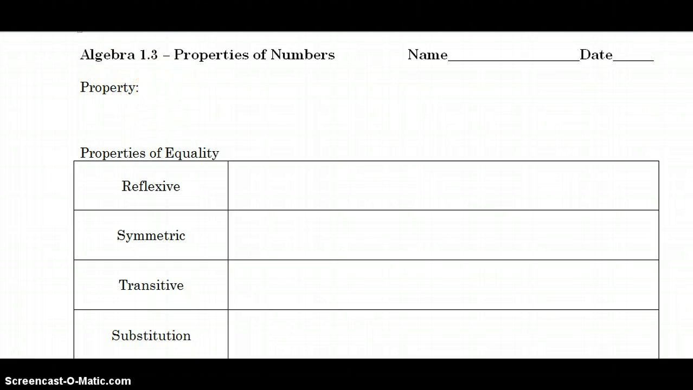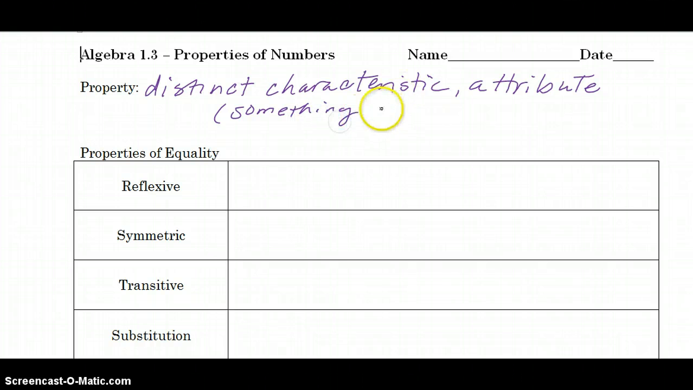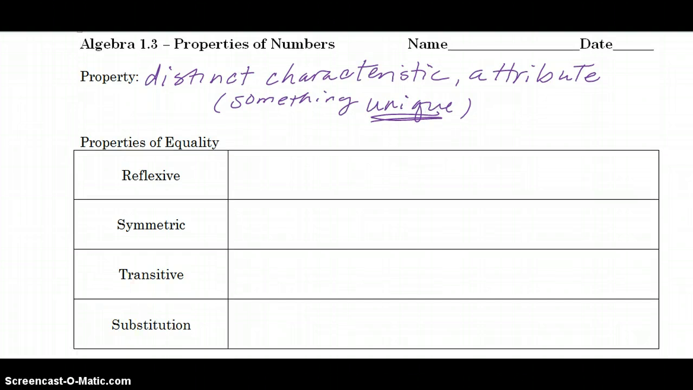A property is a distinct characteristic. If I asked for some properties about yourself, I'd want to hear some attributes. That's a big word for what is unique. Tell me something unique. That's a property about yourself. What is unique about you? So as we go through these properties, I want you to think of the word unique. What makes each property special?